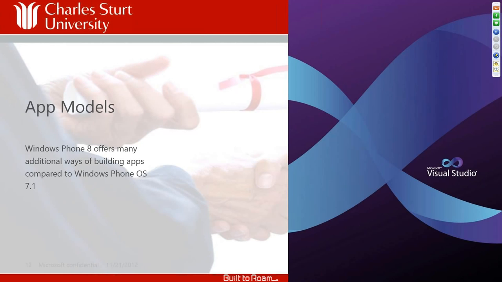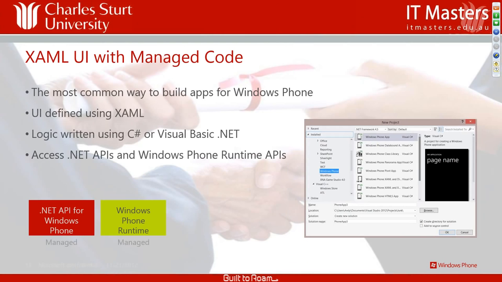Okay, so when we look at how Visual Studio operates, we've got a number of different application models that we can choose to build. The obvious one for most of us will be an application written in managed code using XAML as the mechanism that we use for doing the layout on the page. So in this case, as the diagram illustrates, we've got managed APIs for coding against, both the .NET APIs and the Windows Phone runtimes.